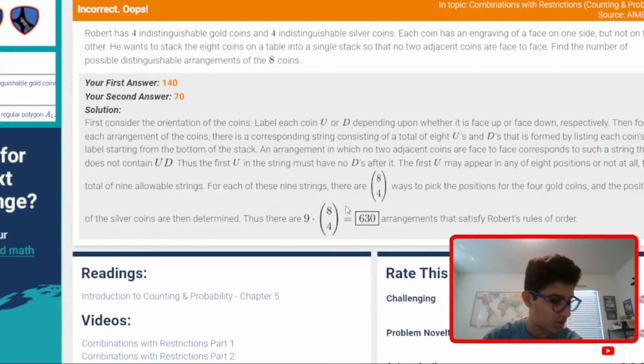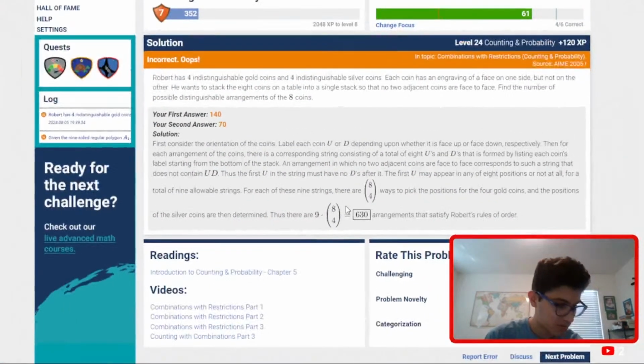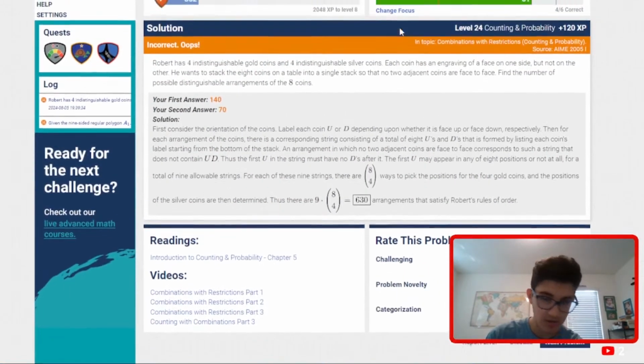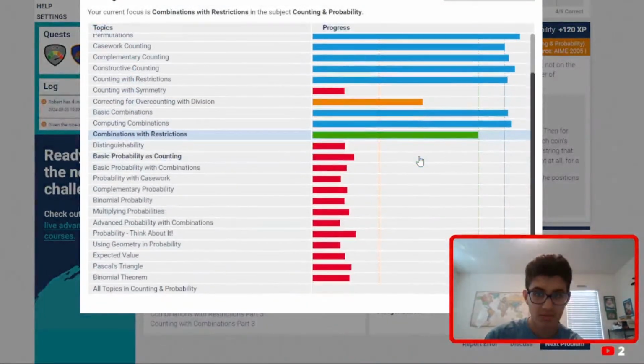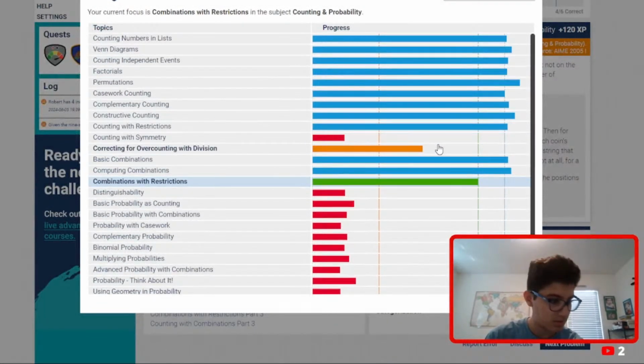Wait, how? Oh, hi, Logan. I'm doing what I was doing a few days ago, the same thing, but now with counting and probability, not with number theory. I finished that actually.